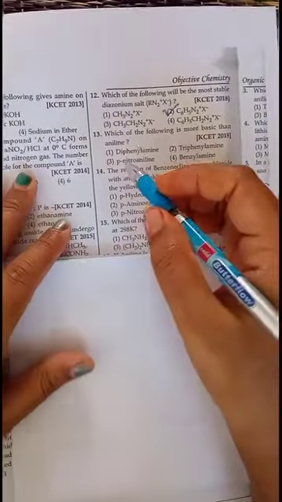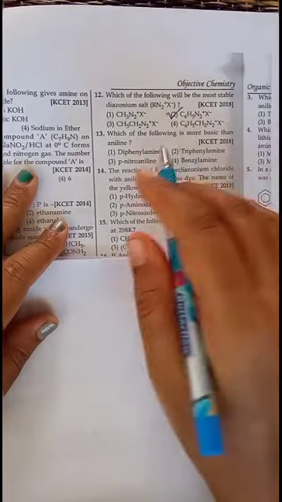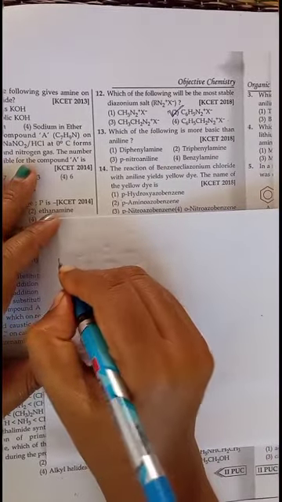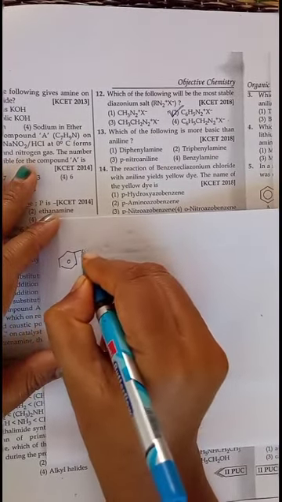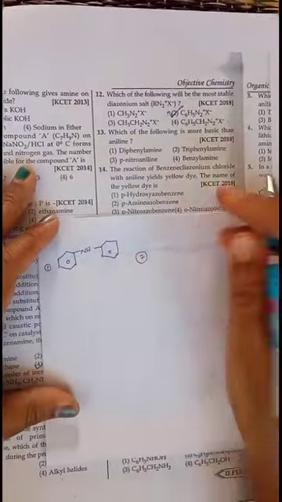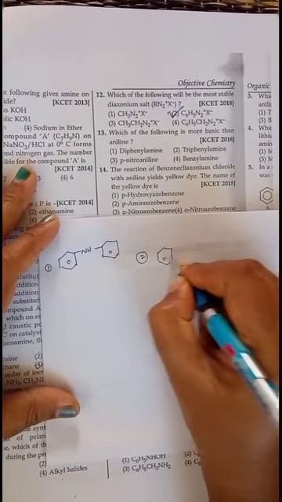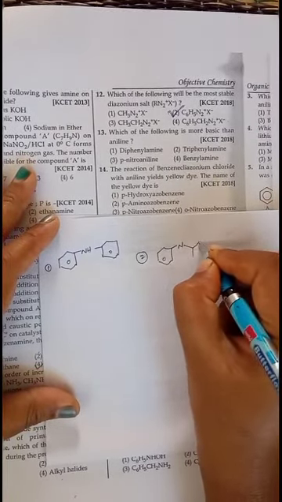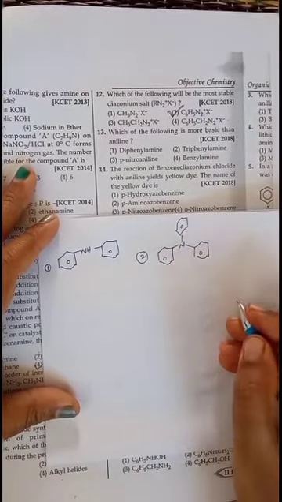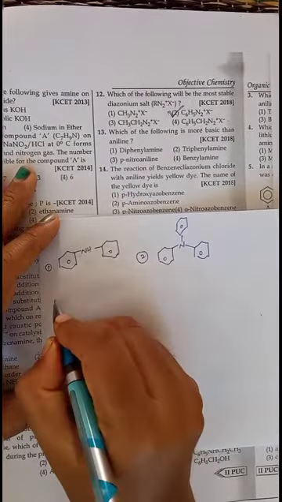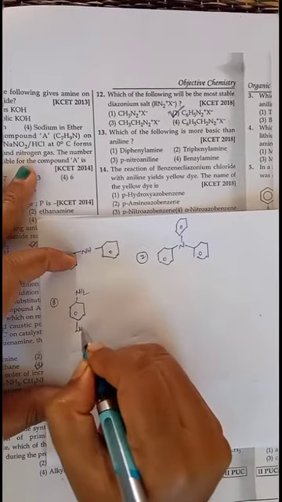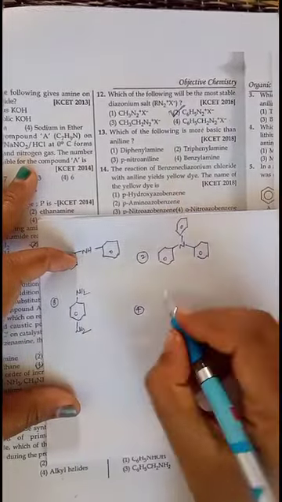So now we'll see the 13th bit. Which of the following is more basic than aniline? That we want to find out. First write down the structures. Diphenylamine. So this is the first one, diphenylamine. Second one, triphenylamine. Third one, para-nitroaniline. This is aniline which is having a nitro group at the para position. And fourth one, benzylamine.